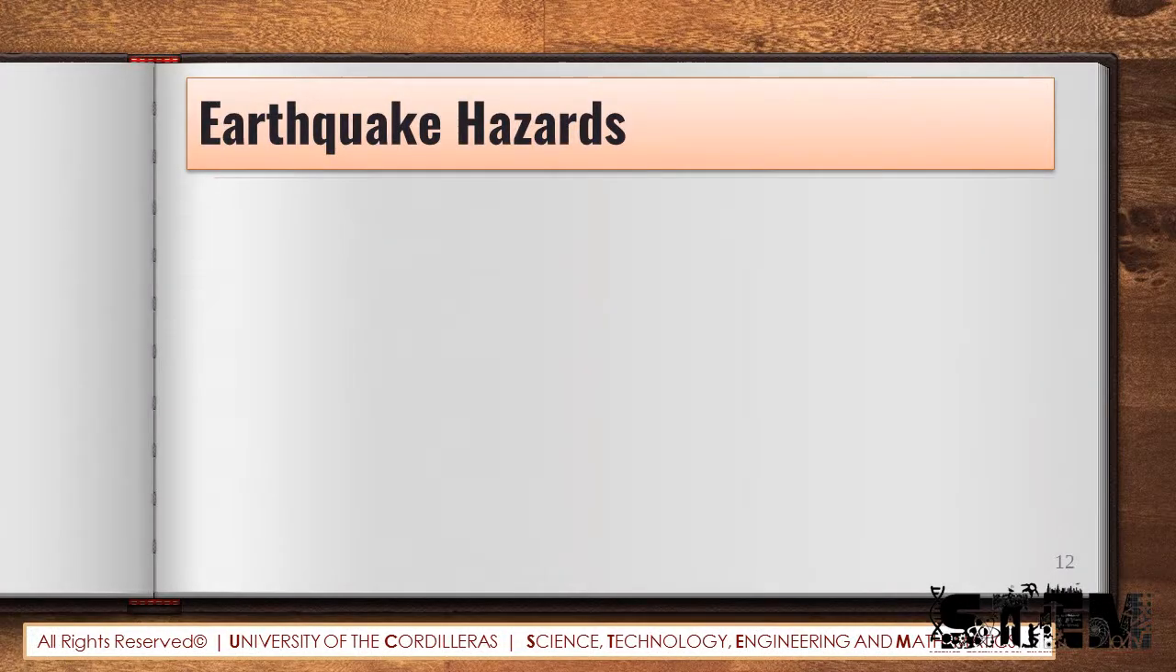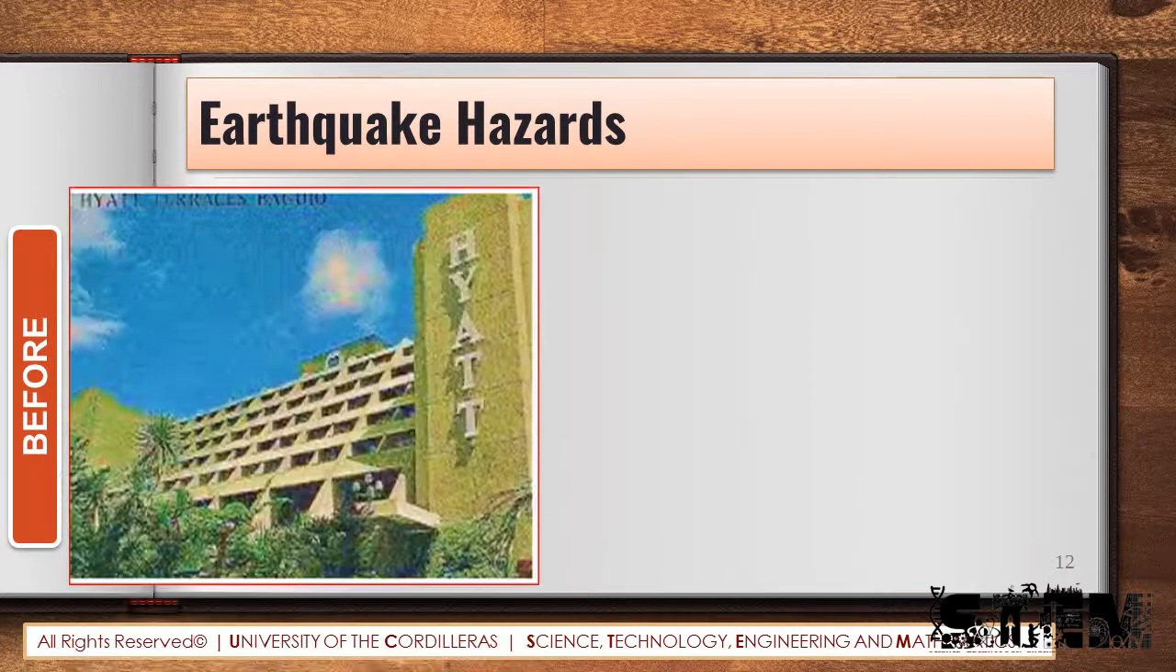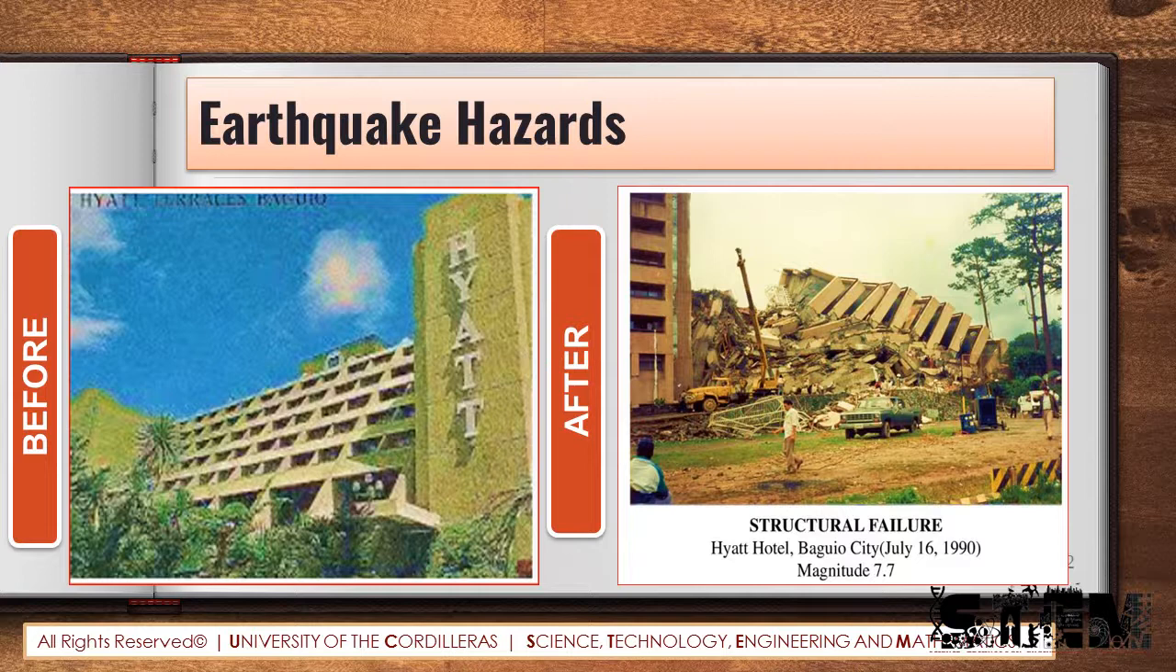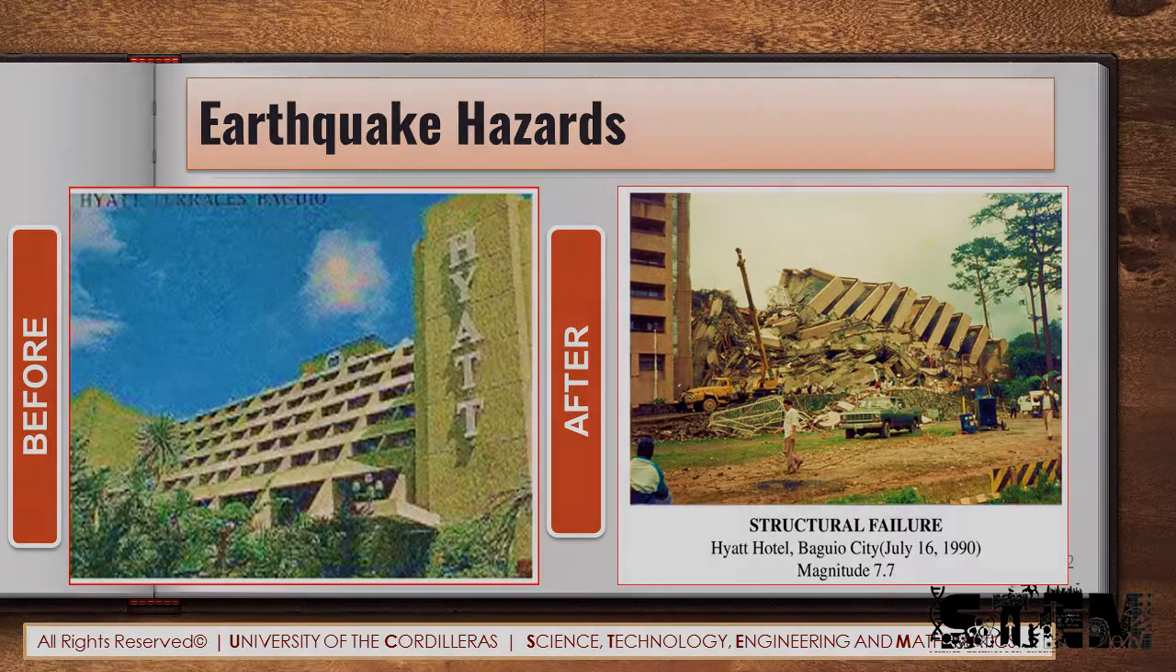Example, the before structure of the Hyatt Hotel and then the after structure of it. So you can see here before, it is a dome-shaped Hyatt Hotel. So ito yung pinakamagandang hotel in Baguio way back then, one of the most beautiful. And after the earthquake, you can see that there is a structural failure that you can see here. Nag-collapse yung malaking hotel. So that's just one example of the hazards that we can experience under ground shaking.